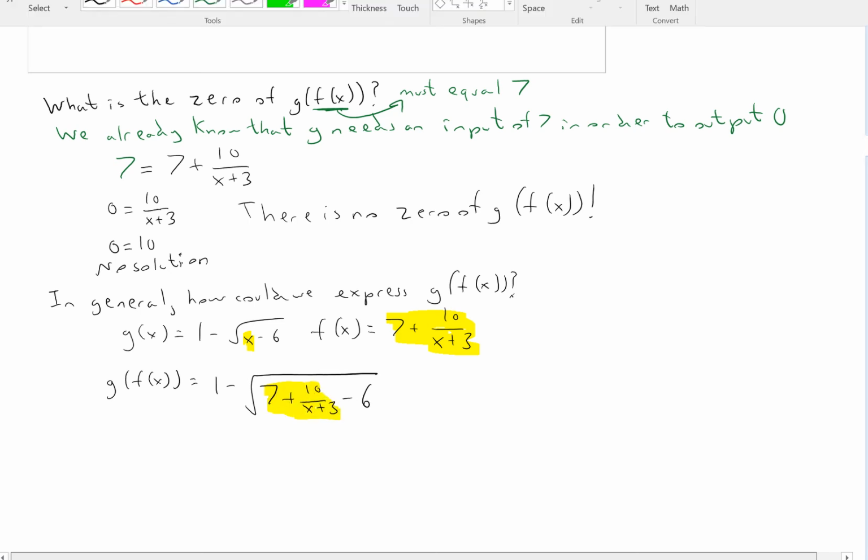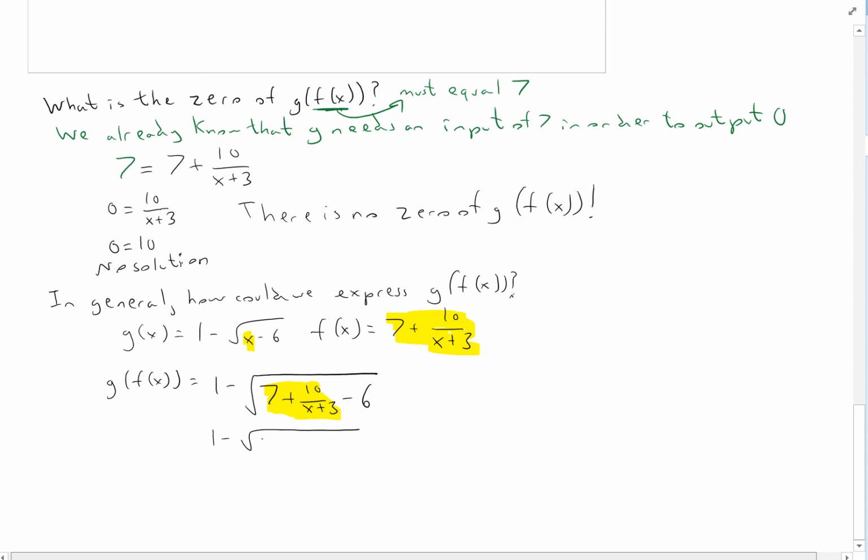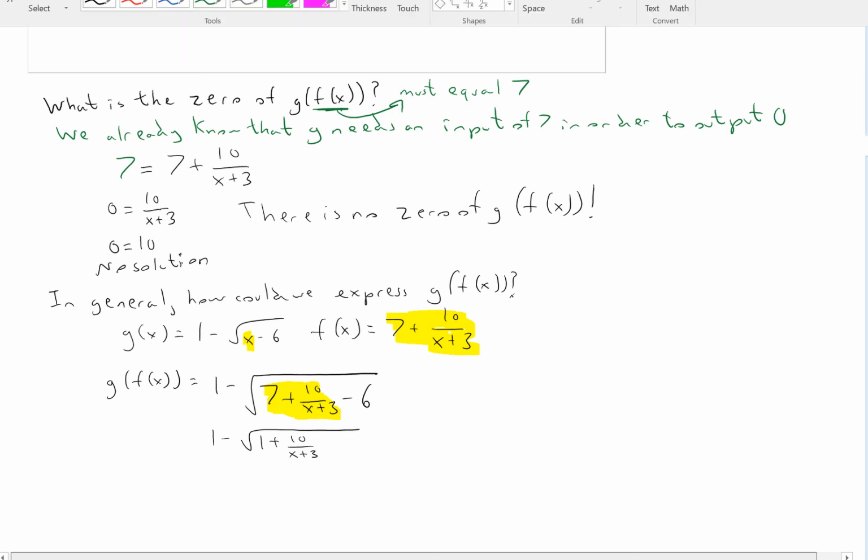Which is, let's simplify that for a second, 1 minus the square root of 1 plus 10 over x plus 3, from 7 minus 6 being equal to this 1. This is a really interesting thing to think about. Let's think about now the range of this, without even doing any more algebra. We know that a fraction can never equal 0. We have discussed this a lot.